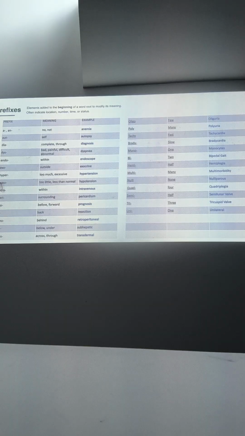Mono, like monopoly, is one. Monocytes, that's like one cell or one lobe. And then bi is two, bipedal gait, which means you walk on two feet. Hemi is half, which can also mean one side, so half your side, which is hemiplegia. Multi is many. Multimorbidity means you have a lot of chronic diseases. Nulli means none. Null. Nulliparous, which means you've never given birth. So all men are nulliparous, I guess you could say.